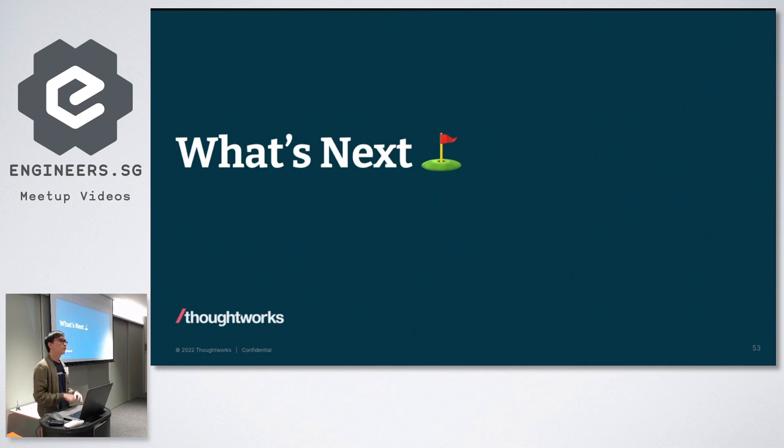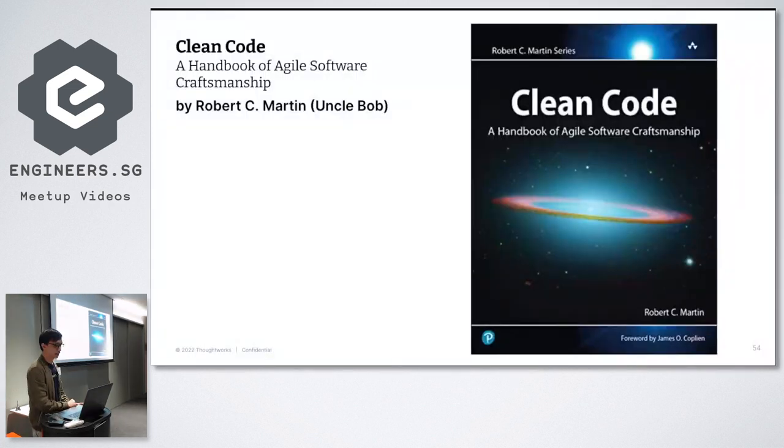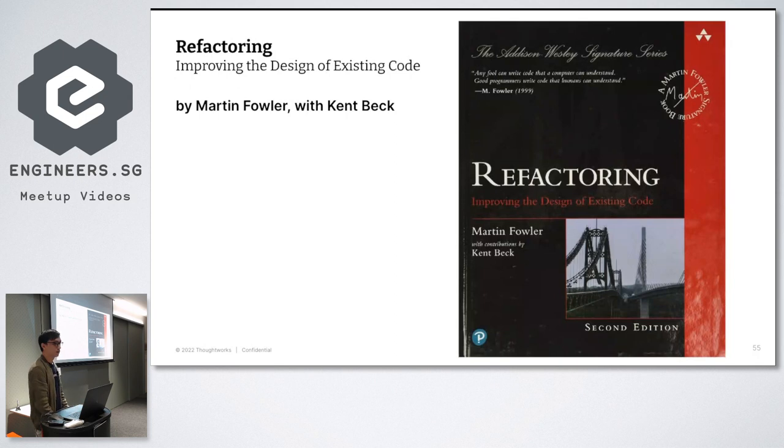If you want to practice more on clean code and refactoring, and learn more about code smells and everything, we recommend first the Clean Code book by Robert C. Martin. This should be one of the handbooks for all software developers. The next one is the Refactoring book from Martin Fowler. It shows a lot of techniques and rules on how we can refactor.